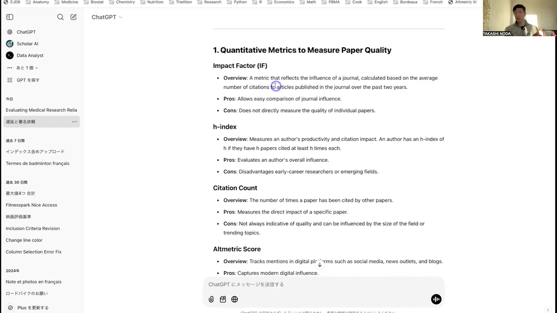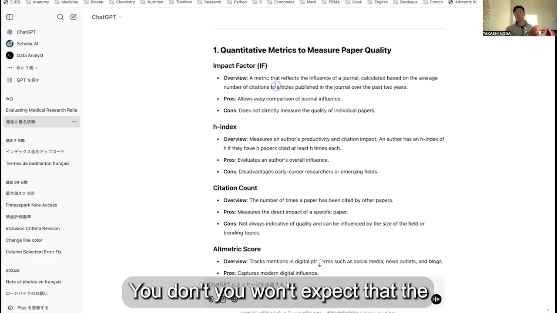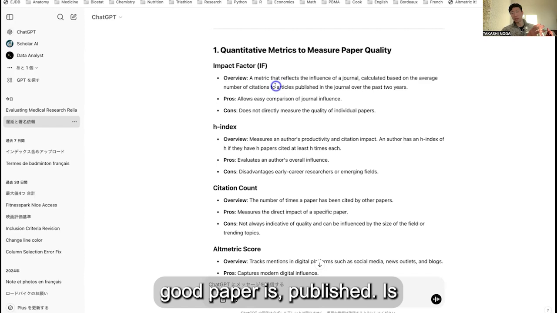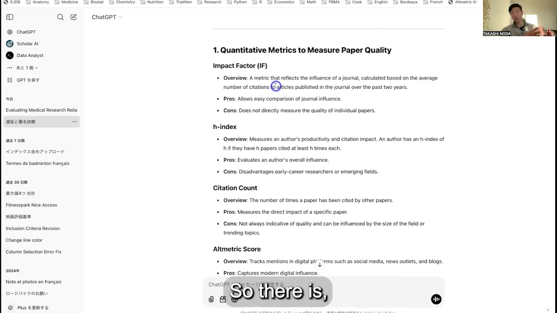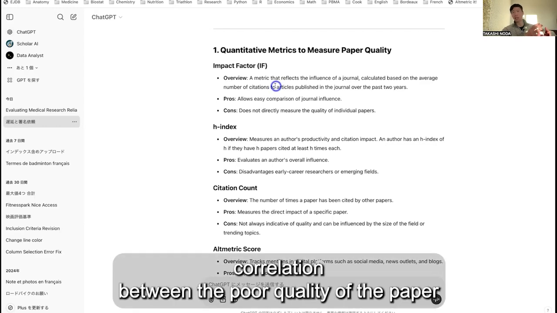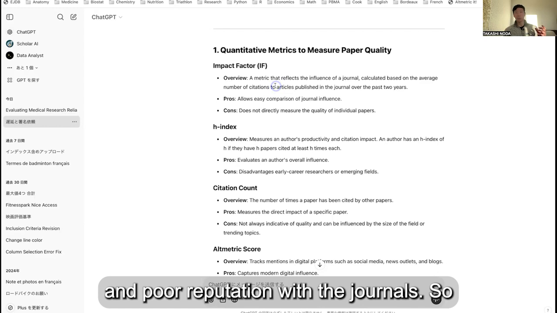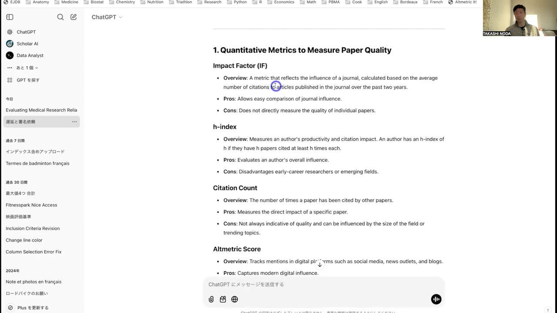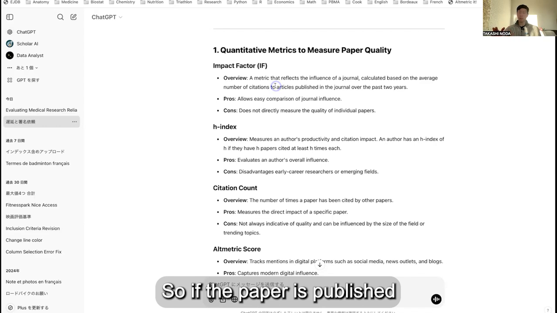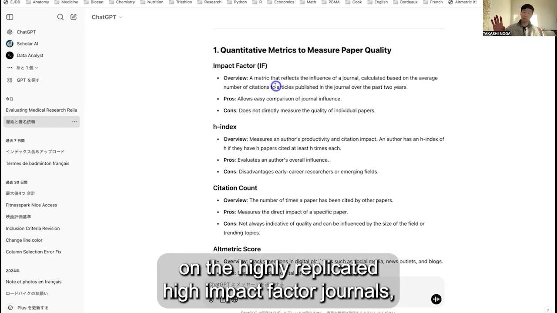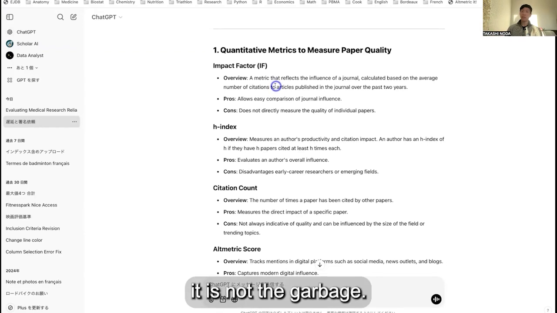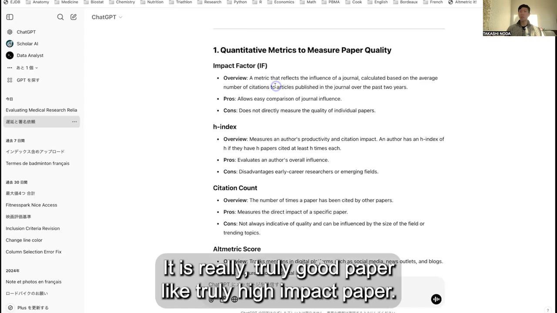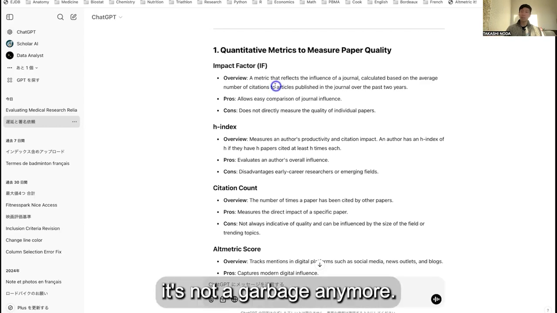you won't expect that a good paper is published in a badly reputed journal. So there is a much higher correlation between the poor quality of the paper and the poor reputation of the journal. So you can judge something like that. If the paper is published in a highly reputed, high impact factor journal, you can say that it is not garbage. You don't know if it is truly a good paper or truly a high impact paper, but you can think it's not garbage anymore.